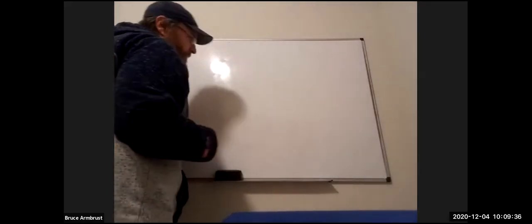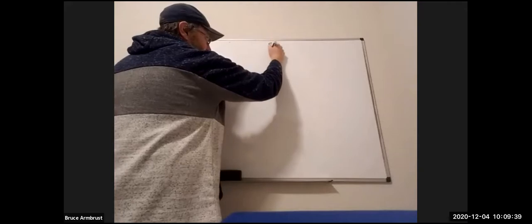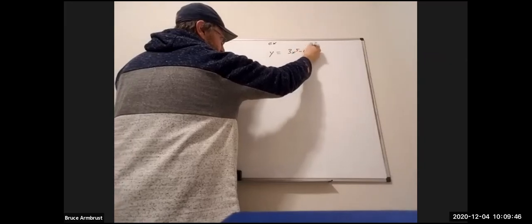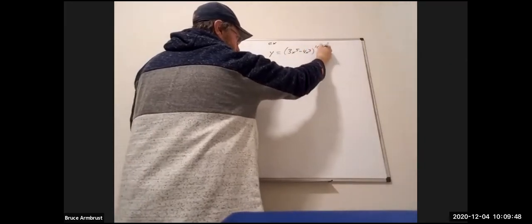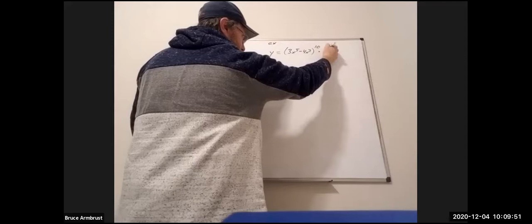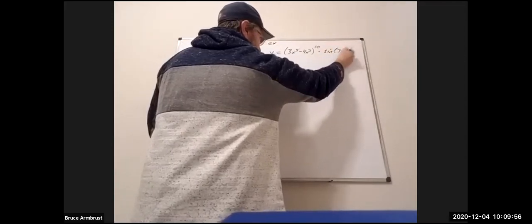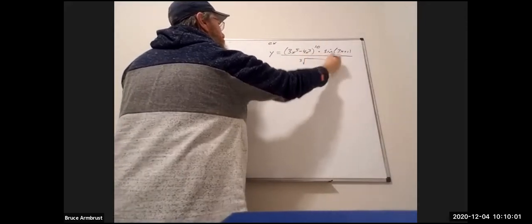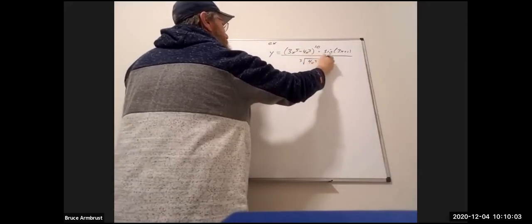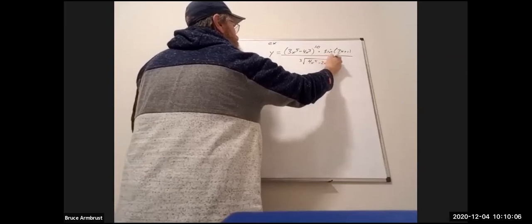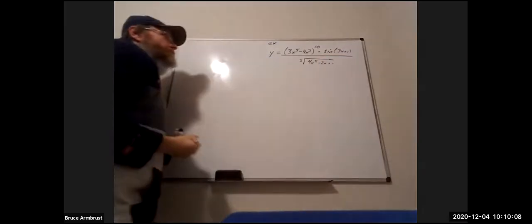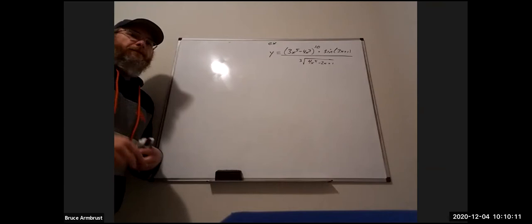So similar vein, we're going to have y equals, let's go with 3x to the 5th minus 4x cubed to the 10th times the sine of 3x plus 1, divided by the cube root of 4x to the 5th minus 2x plus 1. Okay, and I just say find y prime.